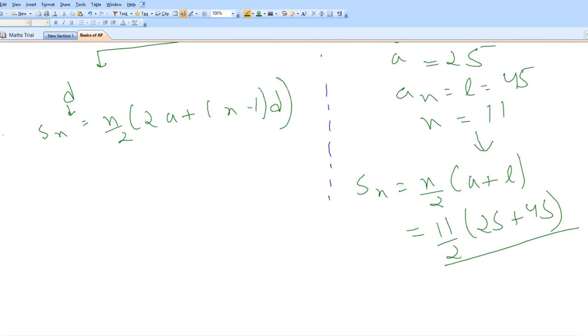Right? Obviously, this is correct as well. This will get you full marks, and this is a shorter method. Alright?